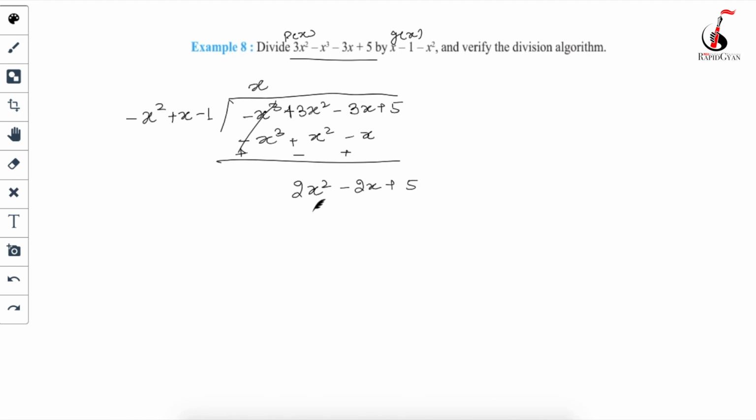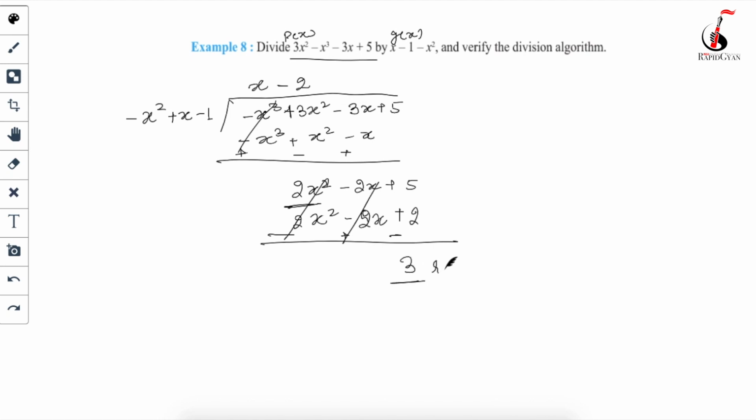Now, the first term 2x square divided by minus x square, what will you get? You will get minus 2. So minus 2 multiplied by minus x square gives 2x square, then minus 2 multiplied by x gives minus 2x, and then minus 2 multiplied by minus 1 gives plus 2. Now subtract. This is minus, this is plus, this is minus, this will be cancelled out, this will be cancelled out, your remainder is 3.